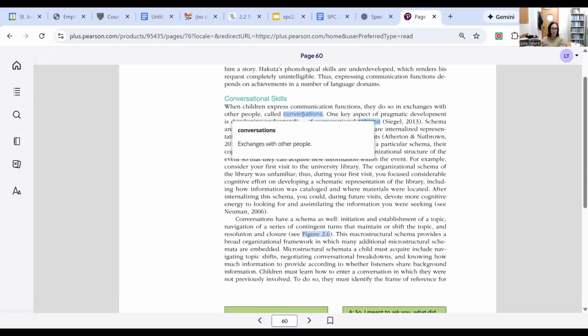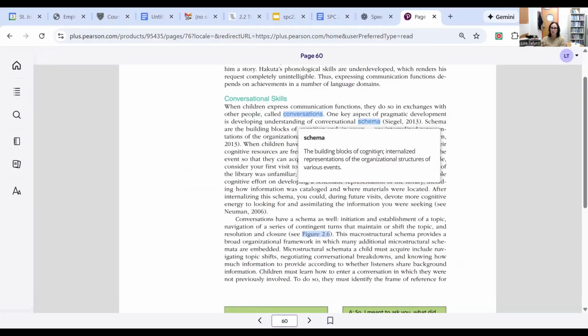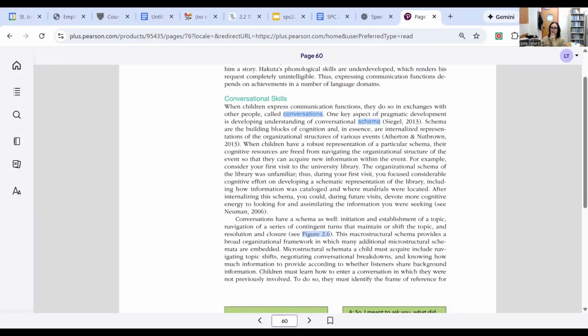In terms of their conversations, right? The back and forth with another person, children have this robust representation of what we call a schema, which really has to do with cognition. And it has to do with what we're internalizing and how we're organizing conversational skills. So the schema, or the organizational structure of a conversation, as an example, has to do with how we initiate the conversation, how we establish that topic, how we change topics or turns, how we maintain or shift the topic or maintain or shift our turn.